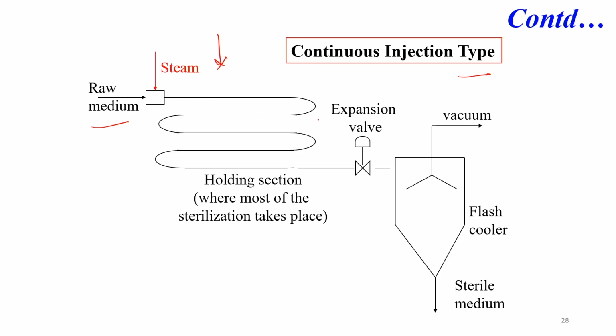Now, to achieve a certain temperature and time, you need to have a holding section. Let us say you have reached the temperature of 140 degrees centigrade, now you have to keep it for, let us say, 1 to 2 minutes. For that you need to have a holding section where it is continuously flowing, so sufficient length should be there. How will we find the time? Time will be length upon velocity, that is it.